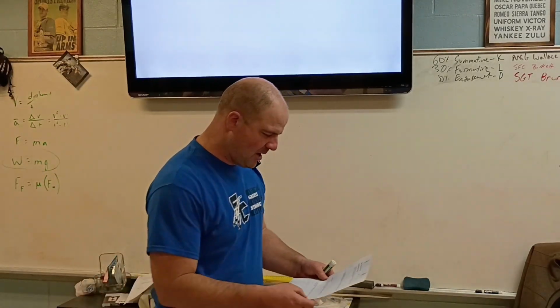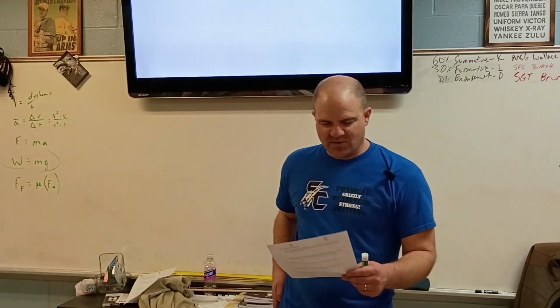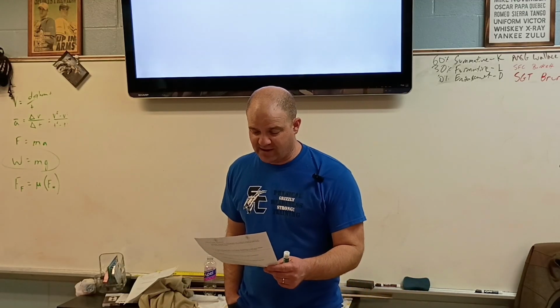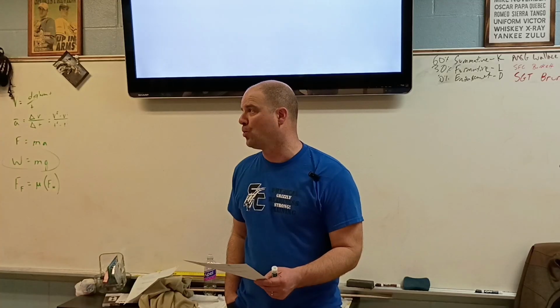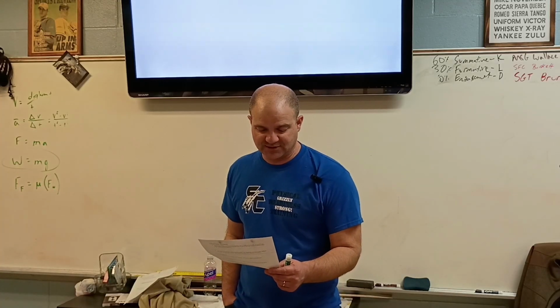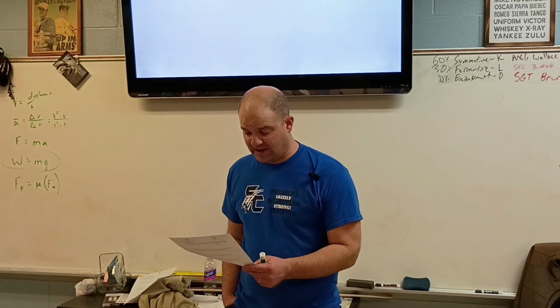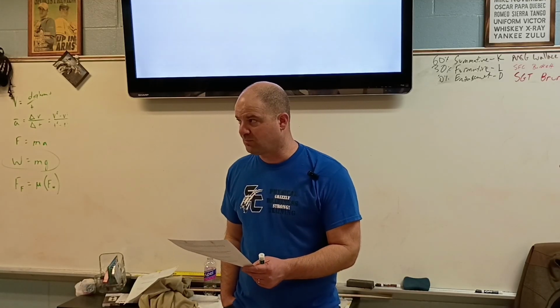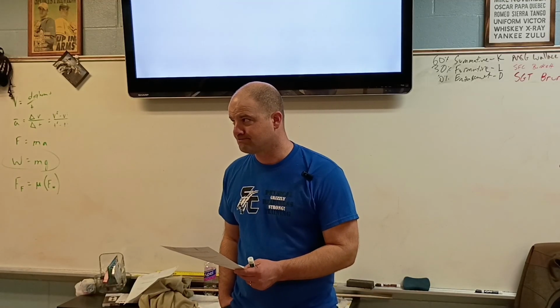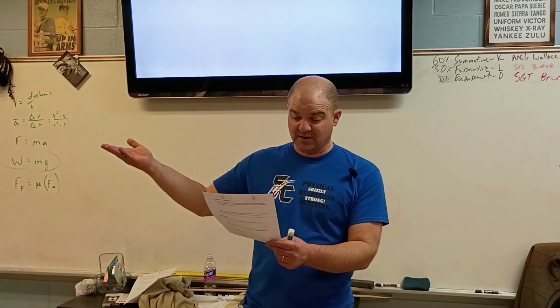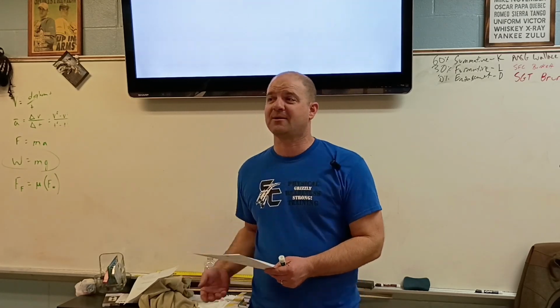So number 4, a toolbox with a mass of 18 kilograms. What is the weight of the toolbox on the moon, where acceleration due to gravity is 1.6 meters per second squared? Mass times acceleration. So 18 times 1.6 gives us 28.8. And it's going to be in newtons, or kilograms meters per second squared.